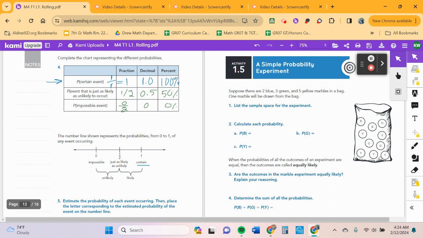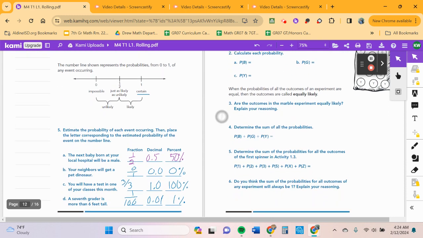If it is impossible, well, that is 0%. That decimal is written as 0 or 0.0. And as a fraction, that is 0 out of any number you chose. So 0 out of 1, 0 out of 2, 0 out of 3, as long as it expresses 0.